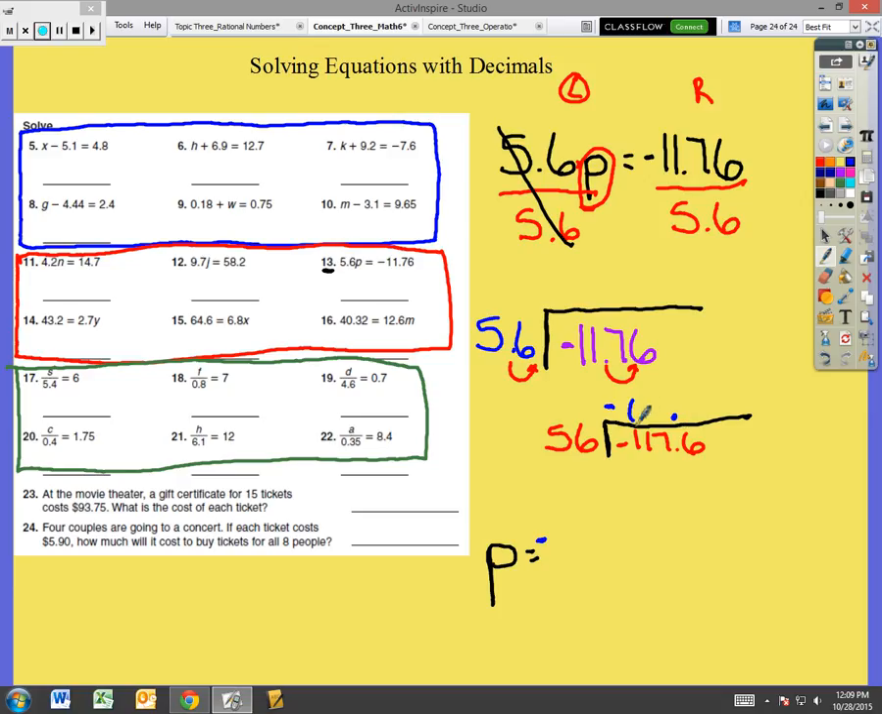56 will not go into 1. It will not go into 11, but it will go into 117 2 times. 6 times 2 is 12. 5 times 2 is 10, plus 1 is 11. I will now subtract. That is 5. Bring down the 6. 56 goes into 56 1 time. Meaning that for this equation, P is equal to negative 2 1/10.